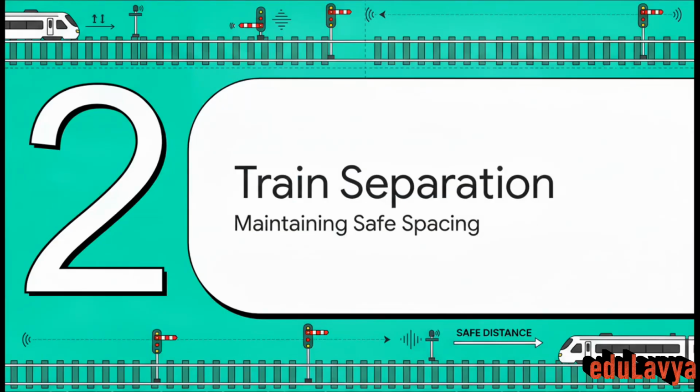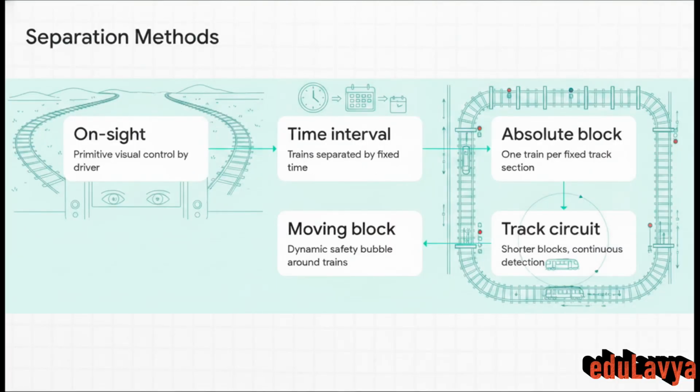Moving right along to Module 2, safe train separation methods. Now that we've got the core rules down, let's look at the actual physical methods we use out on the tracks. Historically, how we keep these massive trains apart has gone through quite an evolution. In the very early days, we relied on primitive visual on-site operations, where the driver quite literally just looked out the window. Then we tried simple time intervals, like, okay, let's let a train go 5 minutes after the previous one. But as speeds increased, we had to move to absolute block working and track circuit block working, which divide the physical track into fixed, rigid sections. Fast forward to today, and we are rapidly shifting toward highly complex, automated moving block systems.